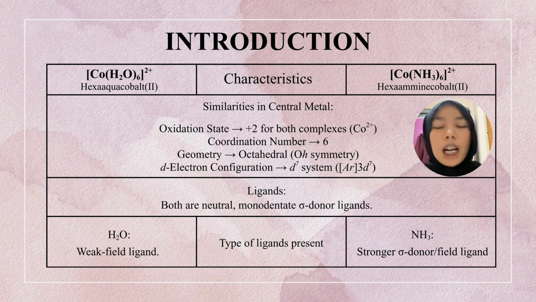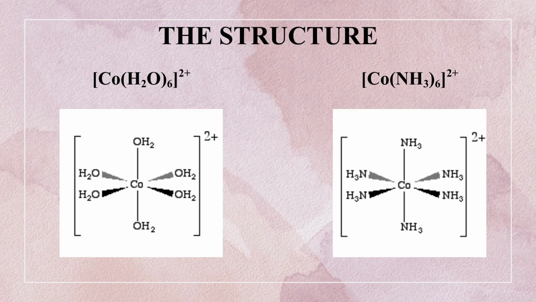In terms of physical architecture, both exhibit a coordination number of 6, meaning they adopt a classic octahedral geometry. The only true variable here is the type of ligands present. Both water and ammonia are neutral monodentate molecules that bind via their lone pairs as sigma donors. However, while water is a classic weak field ligand, ammonia acts as a significantly stronger sigma donor. This fundamental difference in ligand types will form the basis of how we calculate and compare their splitting characteristics using crystal field theory and molecular orbital theory.